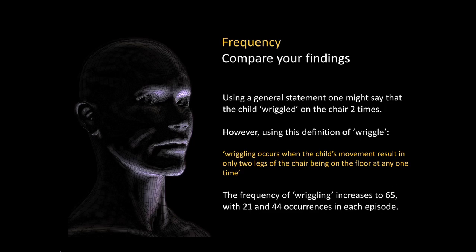Now, if you've measured the frequency of wobbles in the previous video, compare your findings. Using a general statement, one might say that the child wiggled on the chair 2 times. However, using this definition, wiggling occurs when the child's movements result in only 2 legs of the chair being on the floor at any one time. The frequency of wiggling increases to 65, with 21 and 44 occurrences in each episode.